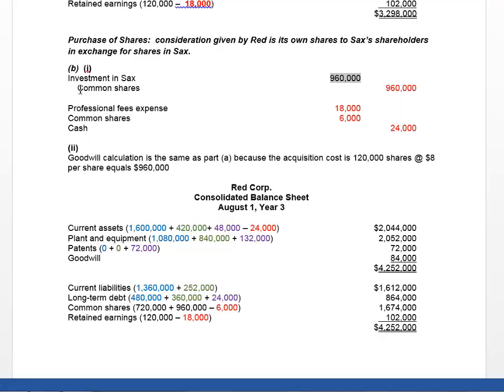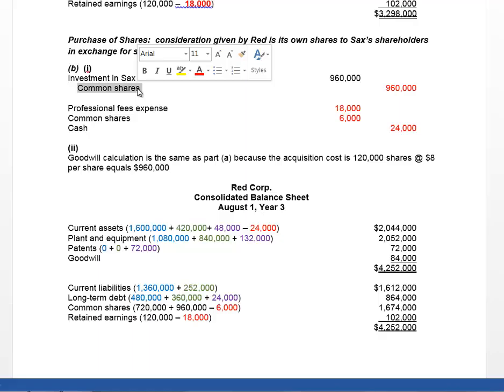So now the question also says that as part of this business combination transaction, there were also legal fees associated with issuing the shares, and that was $6,000. Now remember, when we were discussing the concept of acquisition cost, we said any fees incurred for issuing shares, we would use the offset method and debit common shares.